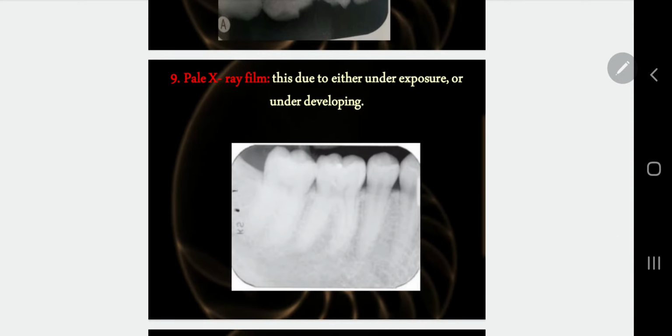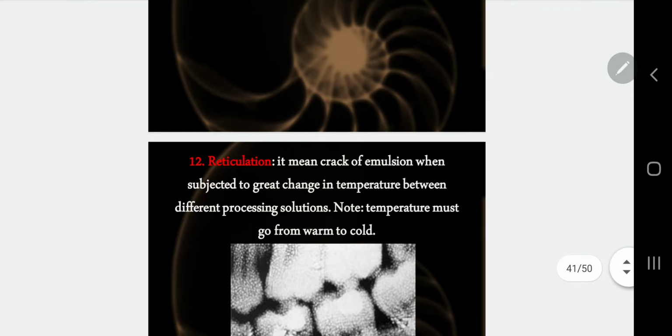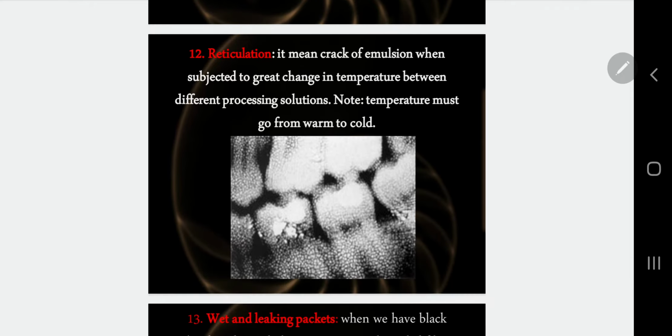Pale film, due to either underexposure or underdevelopment. Dark film, due to overexposure or overdevelopment. Completely clear film, when the film is put in the fixer before the developer or the film didn't receive radiation. Reticulation means cracking of the emulsion when the film is subjected to a great change in temperature between different processing solutions. Note, the temperature must go from warm to cold.